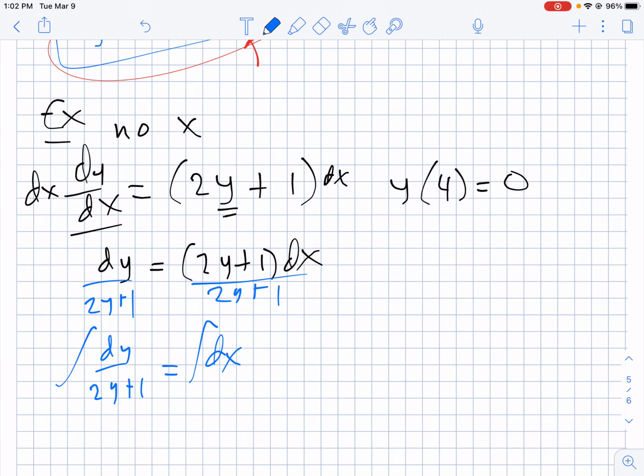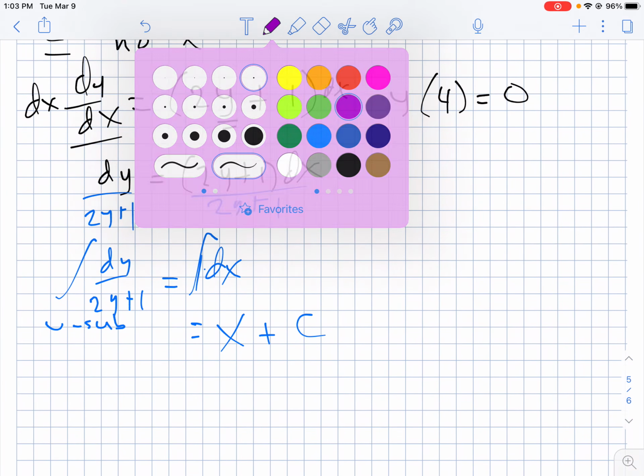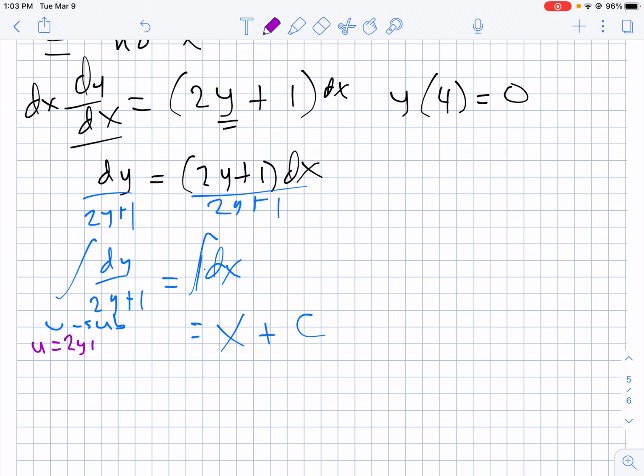Now when we slap on the integral stick, the right side, that's where the x is going to appear, because you're basically integrating 1. You're integrating 1 times dx. So that's just going to be x plus c. On the left side, that's where we need to go ahead and do an actual little u-sub here. So don't be scared to bust out the u-sub. Your u is 2y plus 1, so the derivative of that is 2 dy.